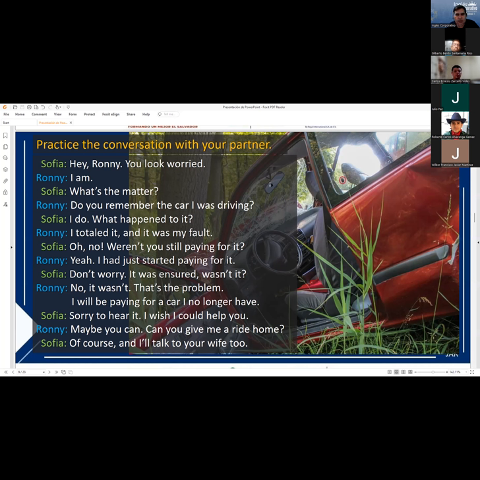Teacher, what does insured mean? Insured is like asegurado. Ah, okay. You are paying the prima de seguro. Exactly. What's the name of the company? I've forgotten the name. So, insurance. Okay. Many people don't insure their cars. When your car is not insured, any little problem and you are in trouble, right?